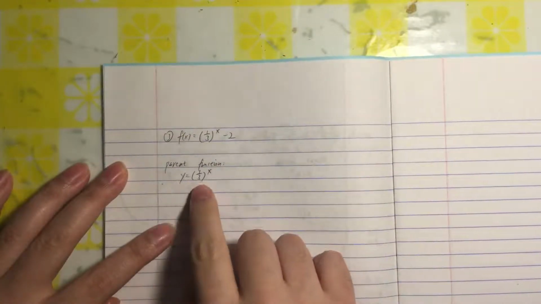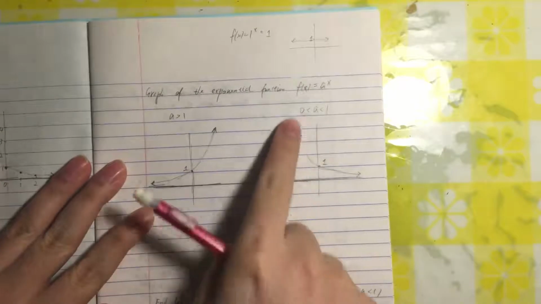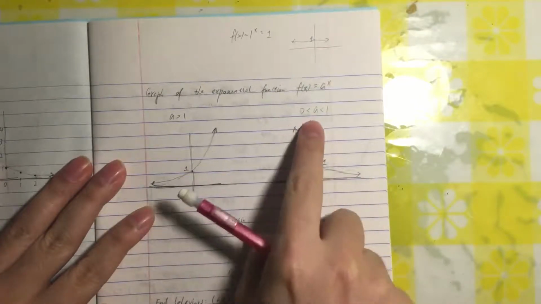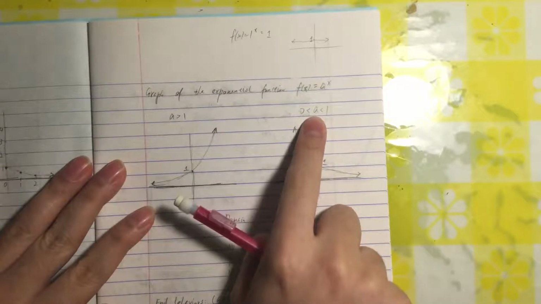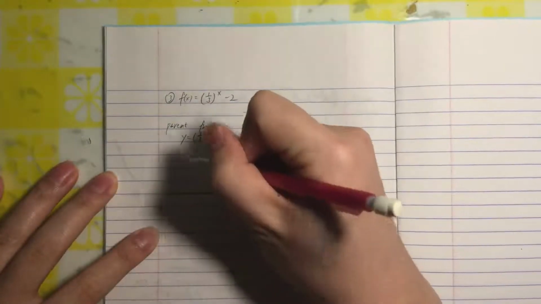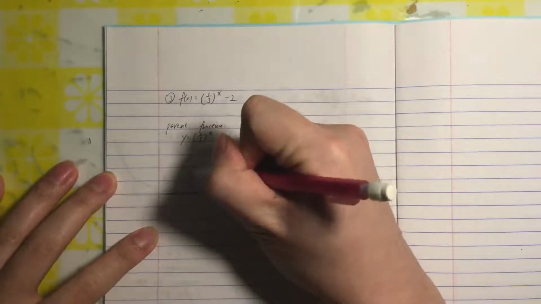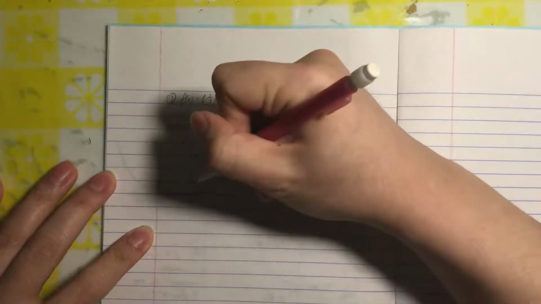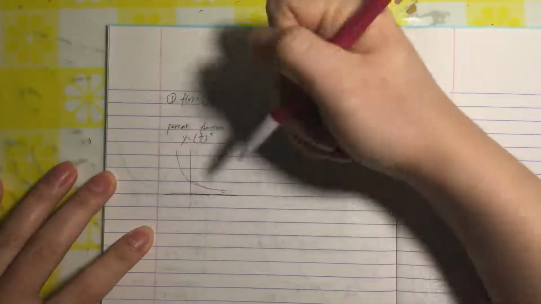Here, for the parent function, since the base is less than 1, the graph is decreasing from left to right. If the base is less than 1, the graph is decreasing from left to right. So the parent function looks like this. It's decreasing from left to right. That's the graph.